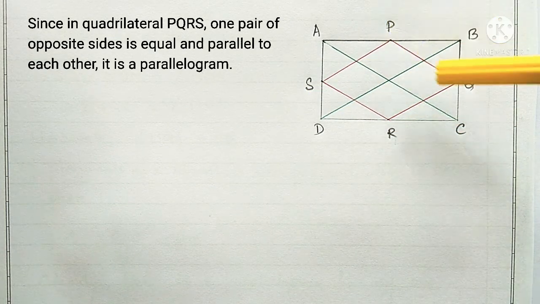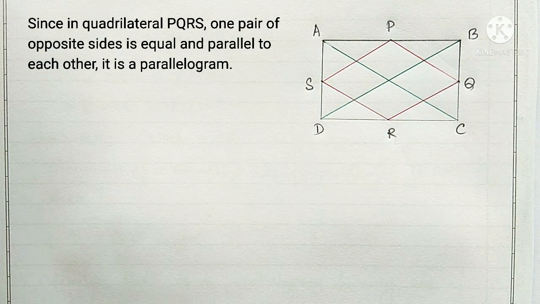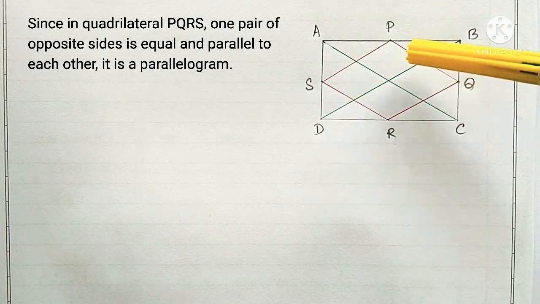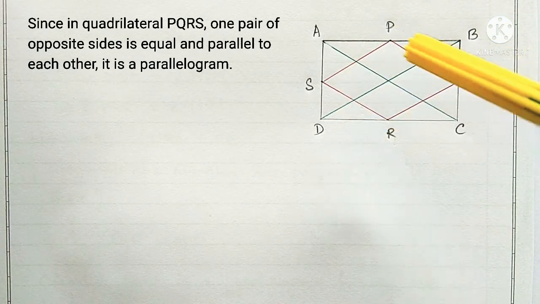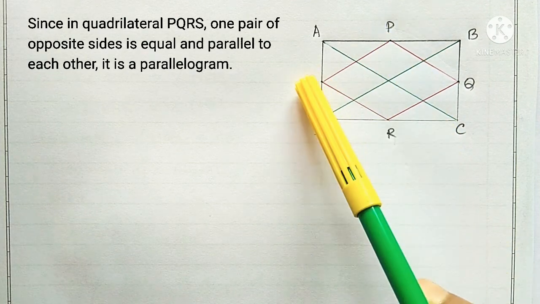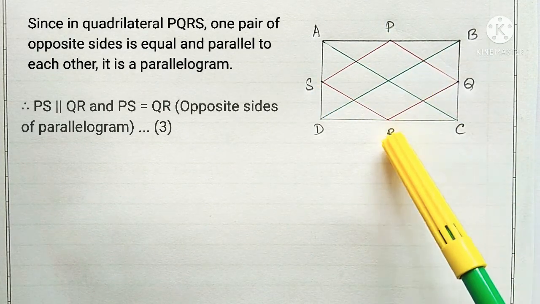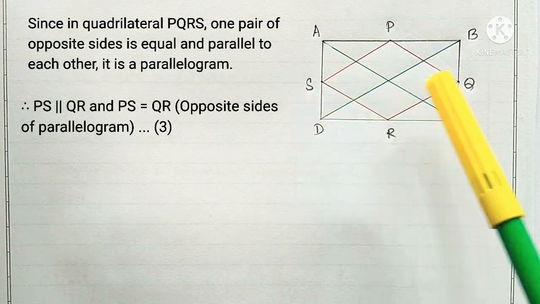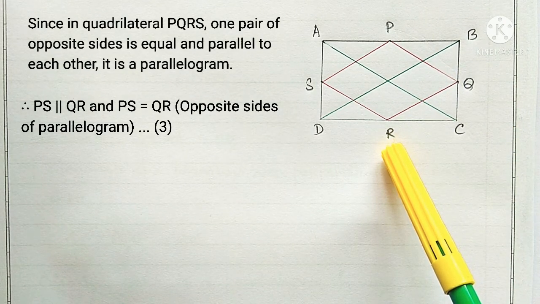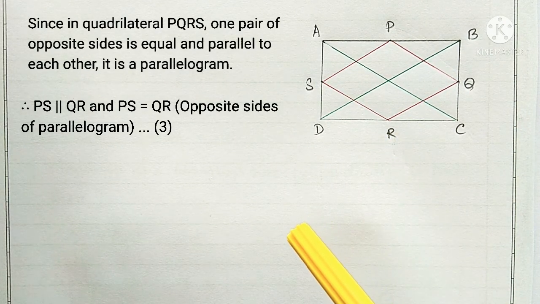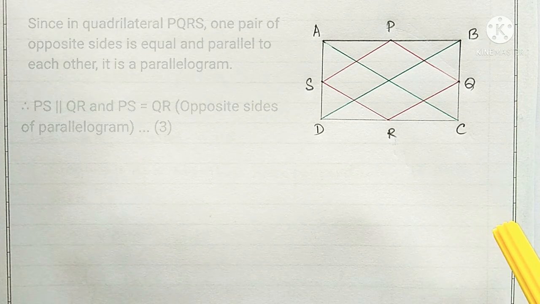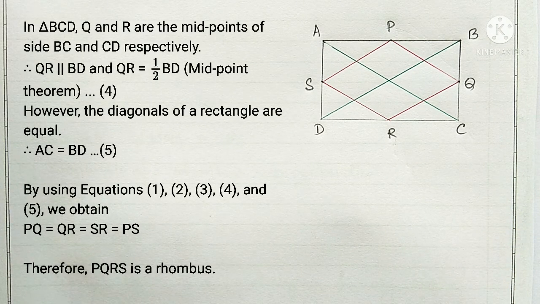Understood? If PQRS is a parallelogram, then one more property we know, their opposite sides are equal and parallel, which one already we proved. These two are equal, as well as PS is parallel to QR as well as PS equal to QR we can write. Is it clear? So this one we put here as equation number 3. After writing this, now the next one is you see here.